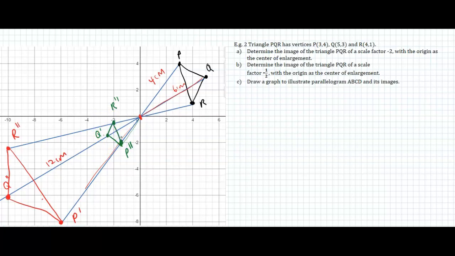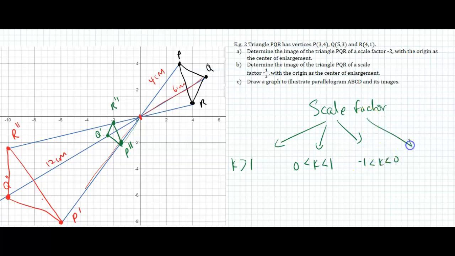So really, the gist of this whole lesson is to know the difference with the scale factor. The scale factor, as I told you before, has 4 categories. Let me call it scale factor K: if K is greater than 1, then it's between 0 and 1, then it's between -1 and 0, and lastly if it's less than -1, right? So in this whole video with these 2 examples, I went through each of these in detail.